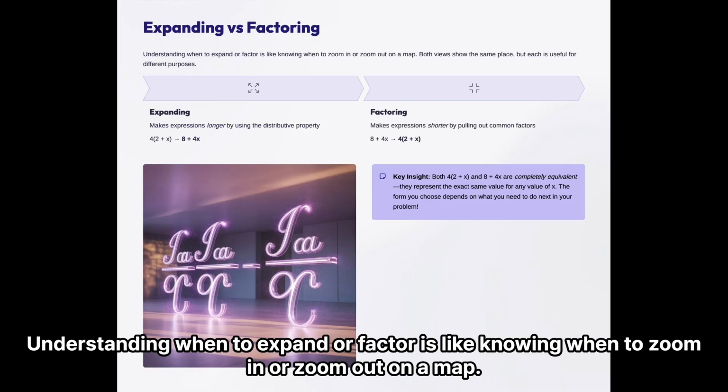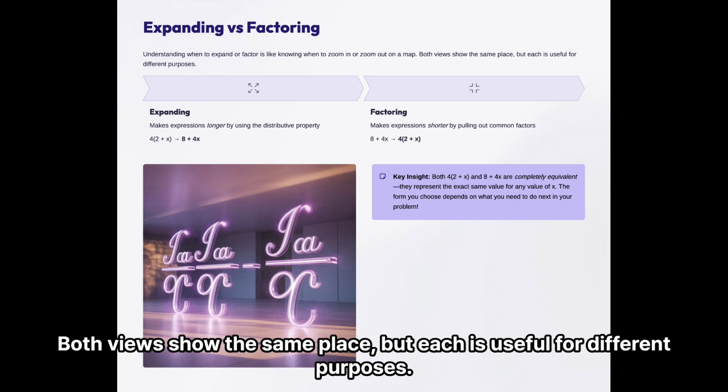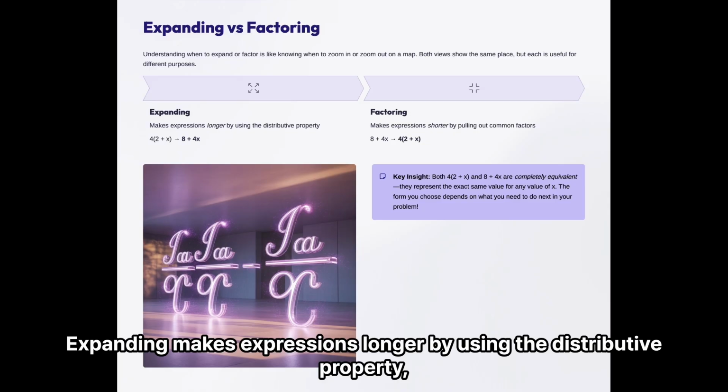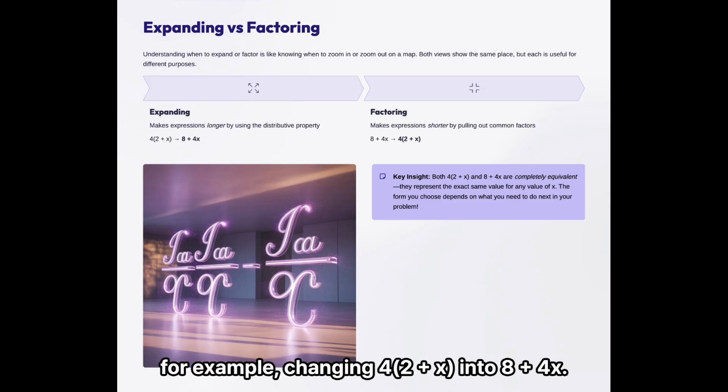Understanding when to expand or factor is like knowing when to zoom in or zoom out on a map. Both views show the same place, but each is useful for different purposes. Expanding makes expressions longer by using the distributive property. For example, changing 4 times 2 plus x into 8 plus 4x.